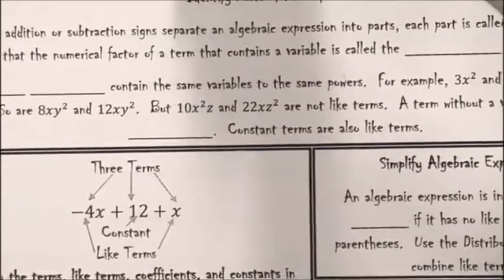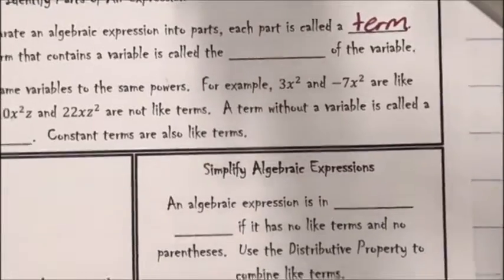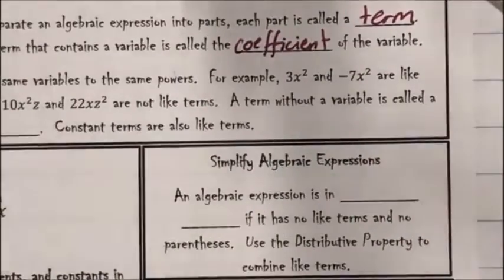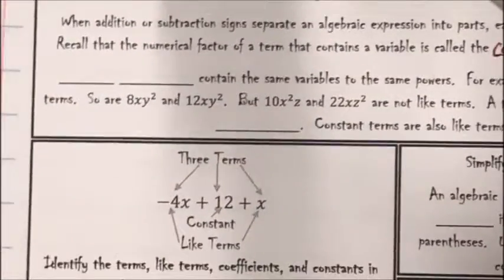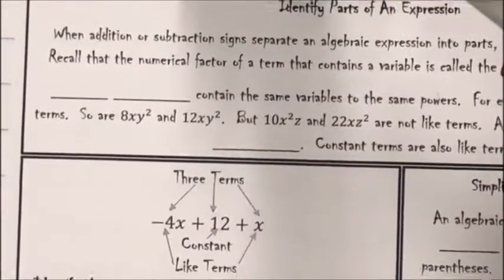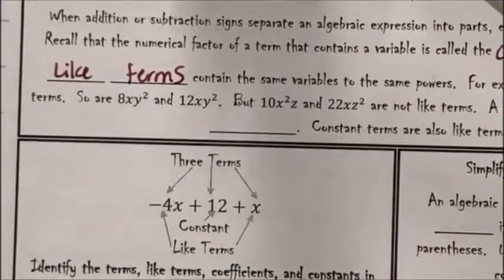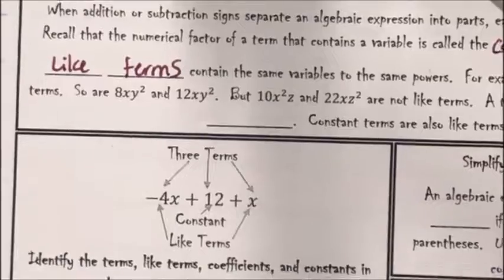Recall that the numerical factor of a term that contains a variable is called the blank of the variable. In that blank, you're going to write coefficient. Blank blank contain the same variables to the same powers. In those two blanks, you're going to write like terms. So like terms contain the same variables to the same powers.